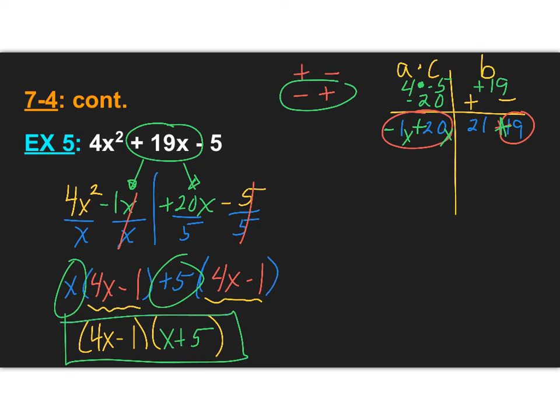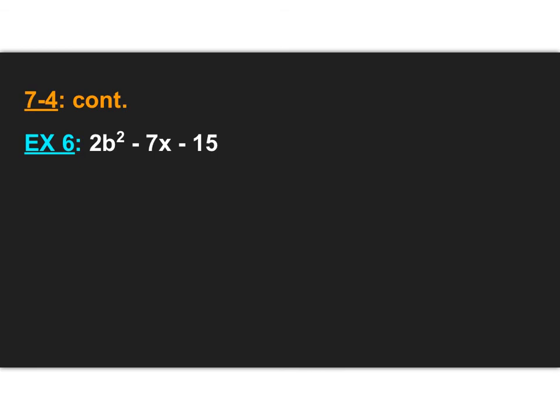Okay, so your answer should be 4x minus 1 times x plus 5. 2 more problems and we're done. So example 6, we now have two negatives. Both of these signs are negative. So let's see how that affects our answer. We still go through the process identically as before.